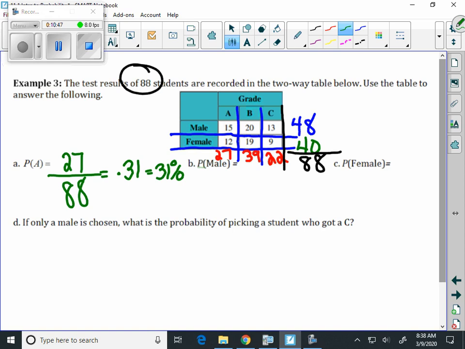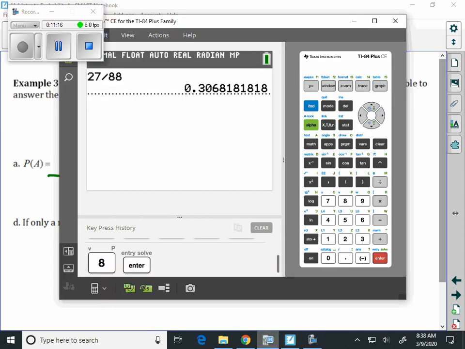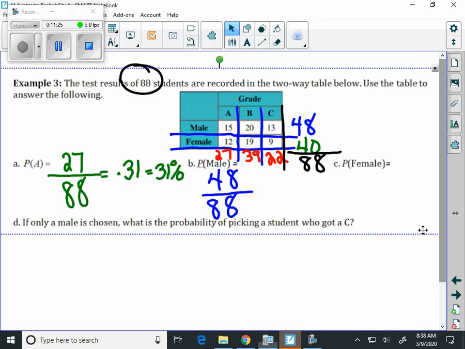The next question says the probability that the student is male. If we look, how many total male students do we have? We totaled that up a moment ago. We ended up with 48. And how many total students do we have? We have a total of 88. By the way, you could simplify that fraction if you wanted to. You do not have to. 48 divided by 88 gives us roughly 0.55, which is 55%.